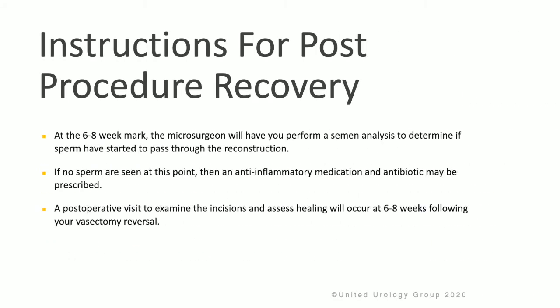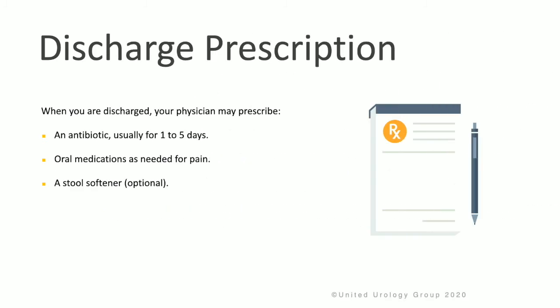One of the most important things is at the 6 to 8 week mark, the microsurgeon will have you perform a semen analysis to determine if sperm have started to pass through the reconstruction. If no sperm are seen, then an anti-inflammatory medication and an antibiotic may be prescribed at this time. A postoperative visit to examine the incisions and look at healing will also occur around 6 to 8 weeks following the reversal. When you're at discharge, your doctor will prescribe an antibiotic for a few days, oral pain medication as needed, and a stool softener.